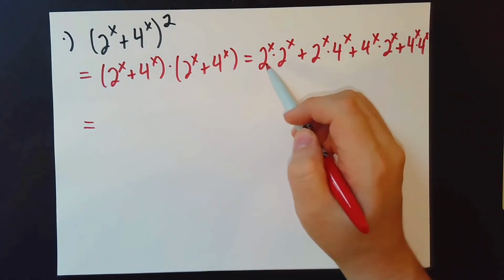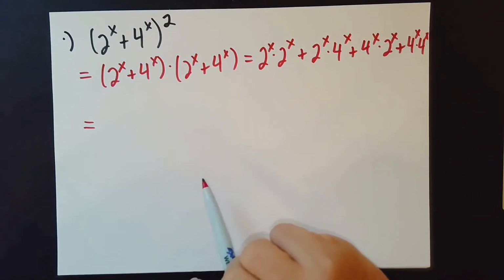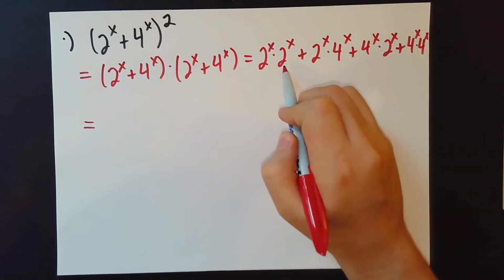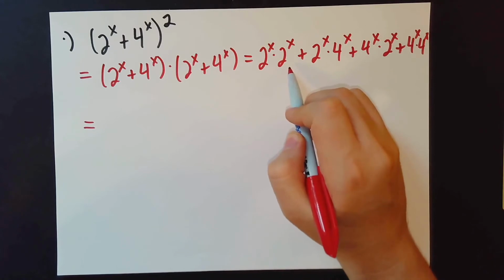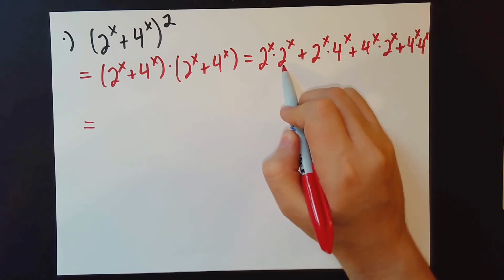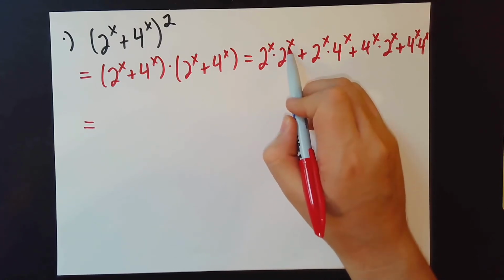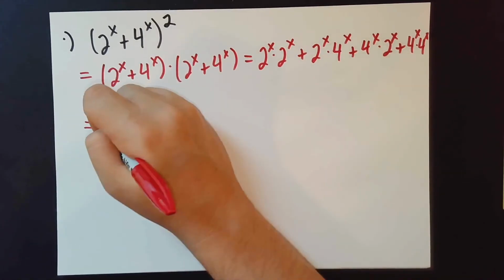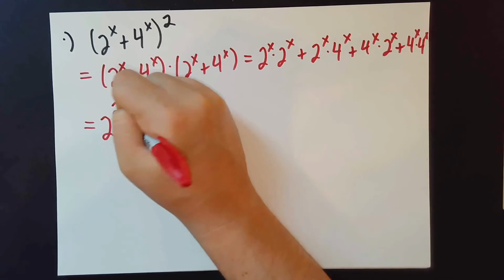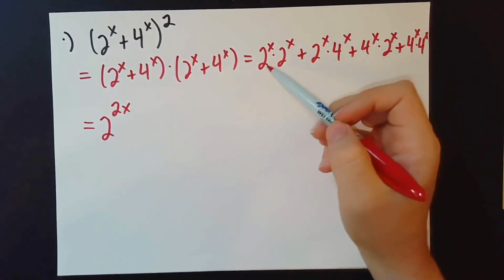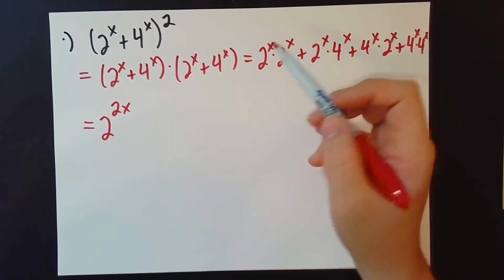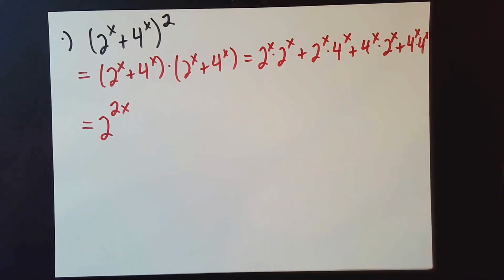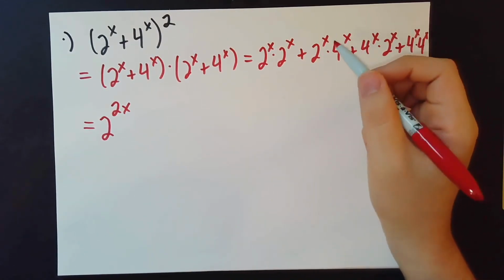Okay, what is 2 to the x times 2 to the x? The bases here are alike. The bases are both 2's. And so since the bases are both 2's, I add the exponents. In this case, the exponents are each x's. So I get x plus x, which is 2x. So namely, what is 2 to the x times 2 to the x? It's 2 to the 2x. Plus.